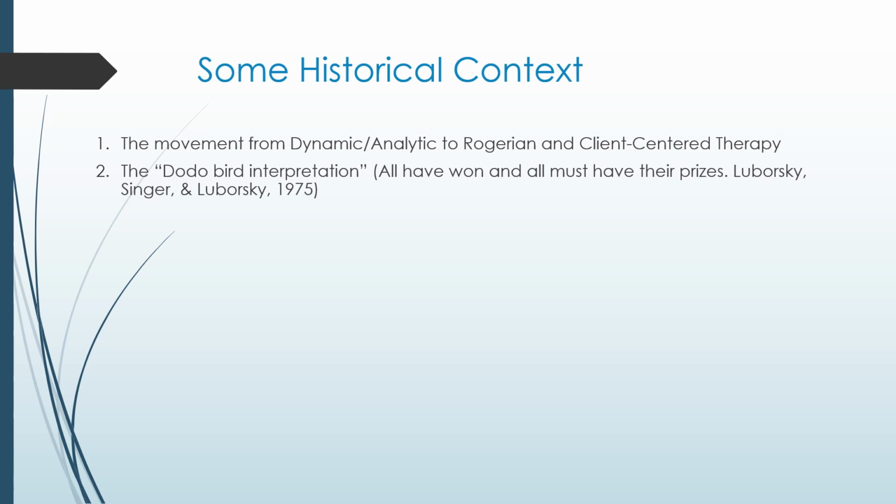And this led to what's often referred to as the dodo bird interpretation. I'm not a big Alice in Wonderland fan, but this comes from Alice in Wonderland, or the idea that all have won and all must have their prizes. So in other words, all therapies are good, all therapies are effective or just about as effective. And then the question became, well, what do we do with that? If I'm selling you on my therapy being effective, my therapy being more effective than your therapy, how do I make sense of that and what comes from that?